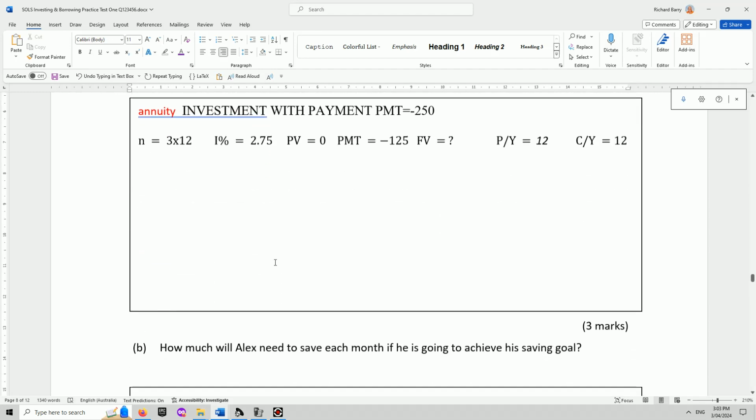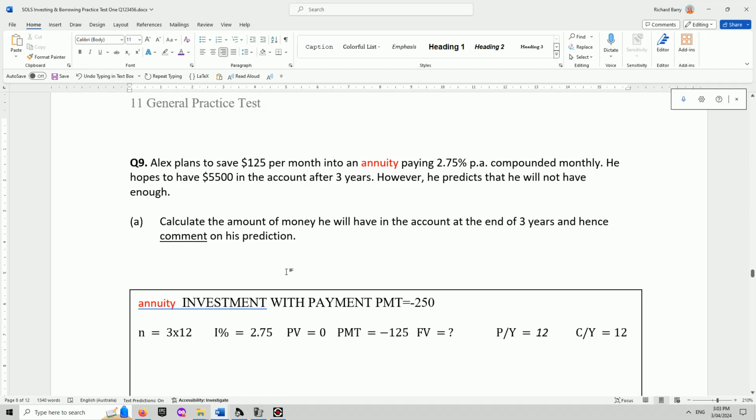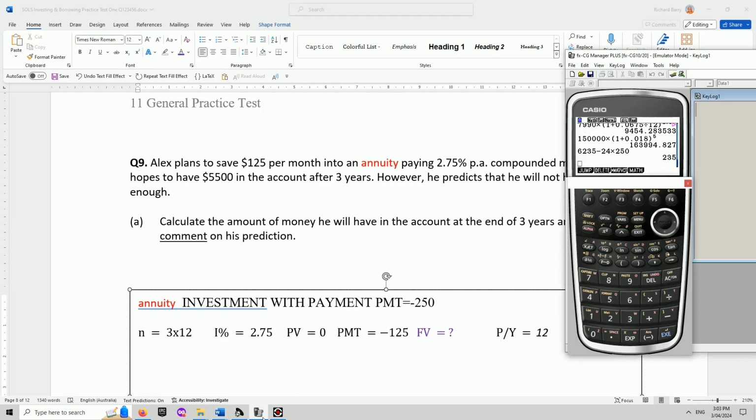There's a part B, so something else is going to happen in the second part of this question. Will this be enough money? Will $125 for 3 years reach this? That's what this question is asking. But how much money will he have in the account? That's asking me for future value. This is what we're looking for in this question. Let's make it green or purple.